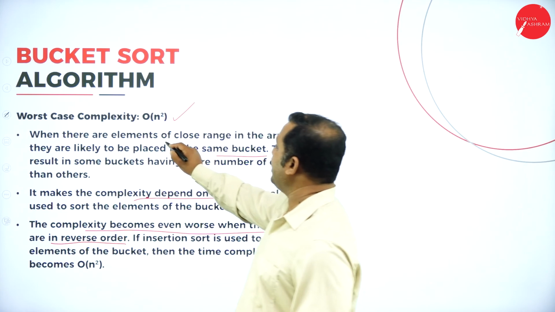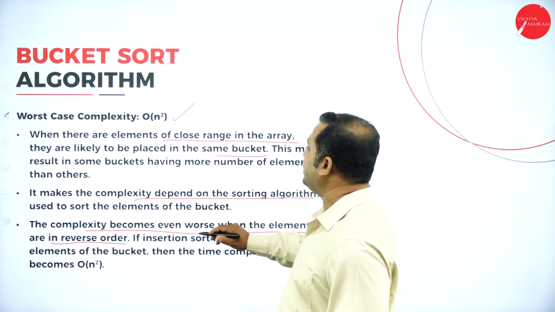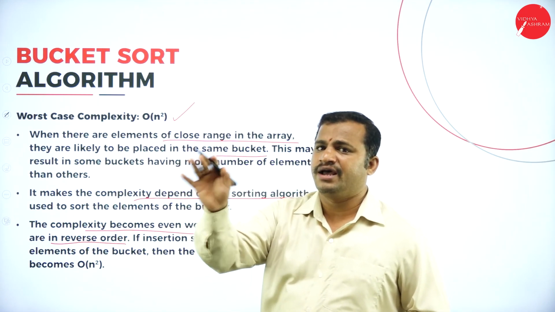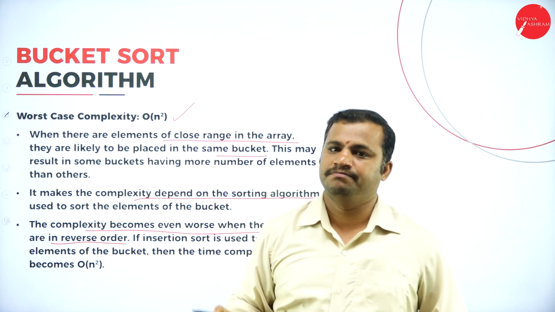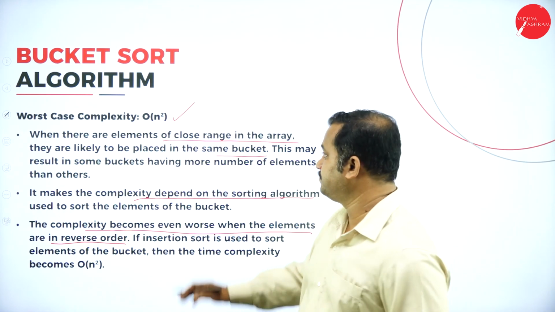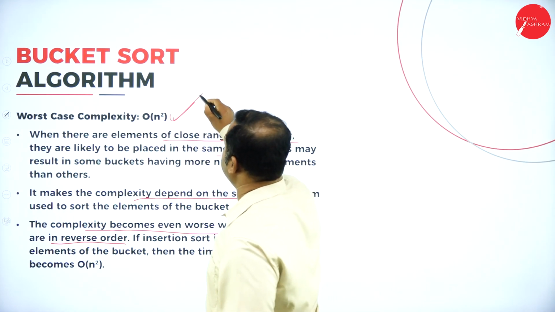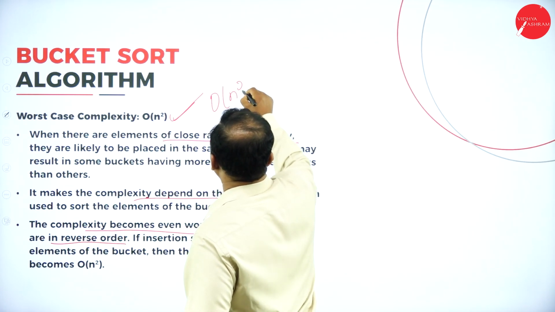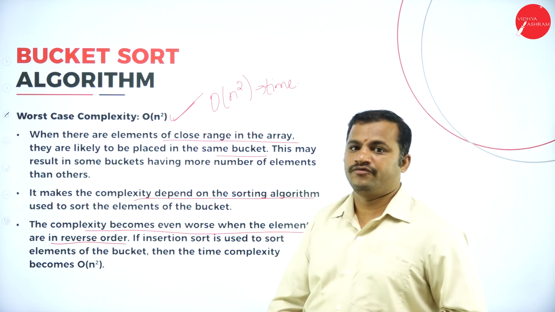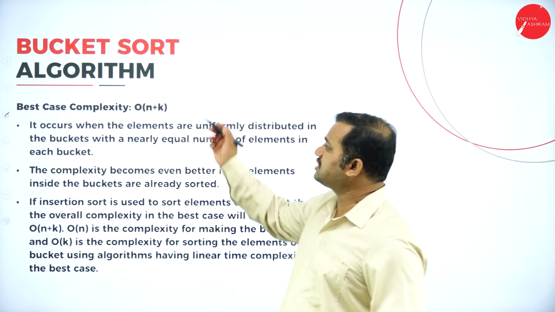Then, when there are elements of close range in the array, they are likely to be placed in the same bucket. So few of the buckets are filled and few of the buckets remain empty. That is also another important problem of the worst case. This worst case time complexity requires big O of n square time.